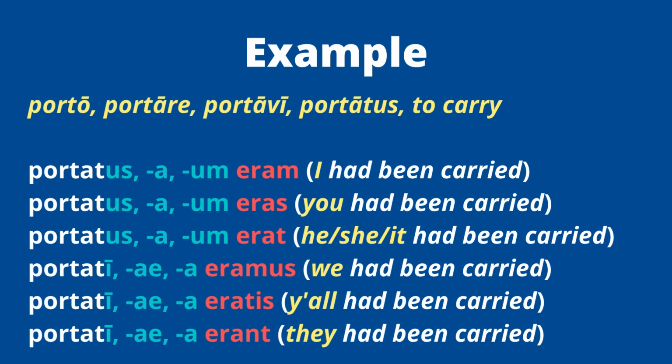So that's why you're seeing here, when you get to the plural pronouns, we, you all, and they, it's not portatus anymore, it's portati, portatae, portata. That's the plural nominative form of first and second declension adjectives. It's because my subject is now plural, right? It's either we, you all, or some version of they. But this works no matter what conjugation verb you have. You're always doing the same thing. Go to the fourth principal part, you add on the imperfect of esse, and you have the pluperfect passive voice form.